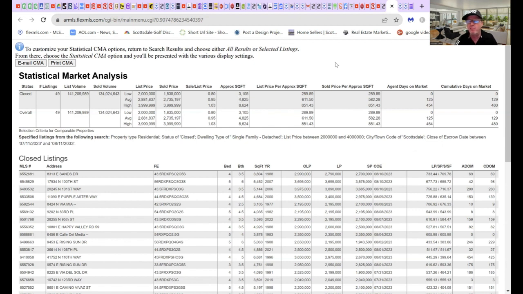So you have to keep in mind that you have to be very specific when you're looking at this information. You can narrow it down to the subdivision, the zip code, or the city in general. And then you want to make sure that you're eliminating condos and townhomes if you really want to know single family home.